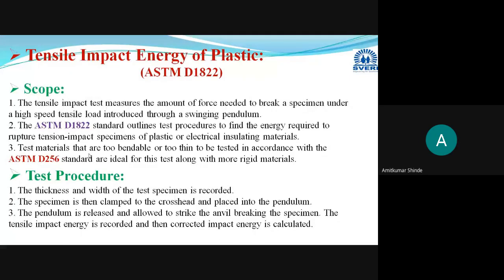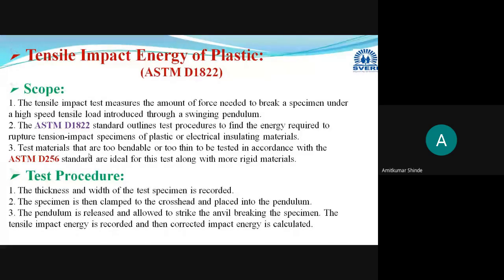Good afternoon, all. From the last session, we have discussed the testing methods used for plastic material, and we have completed tensile testing, flexural testing, and tensile impact energy testing for plastic materials.